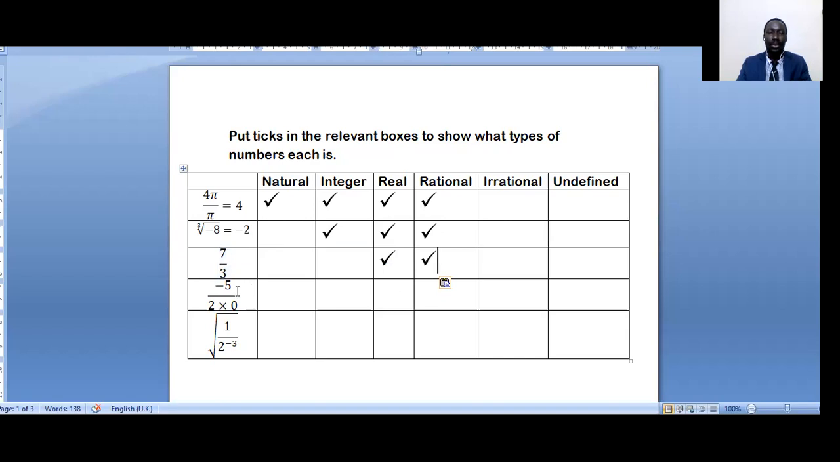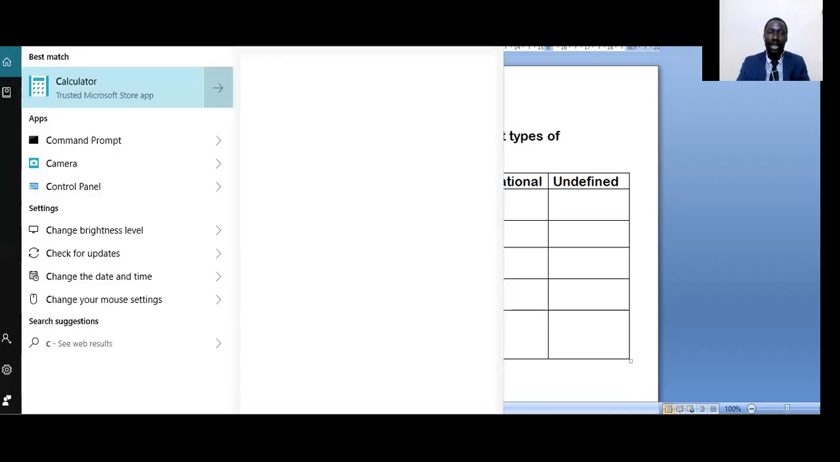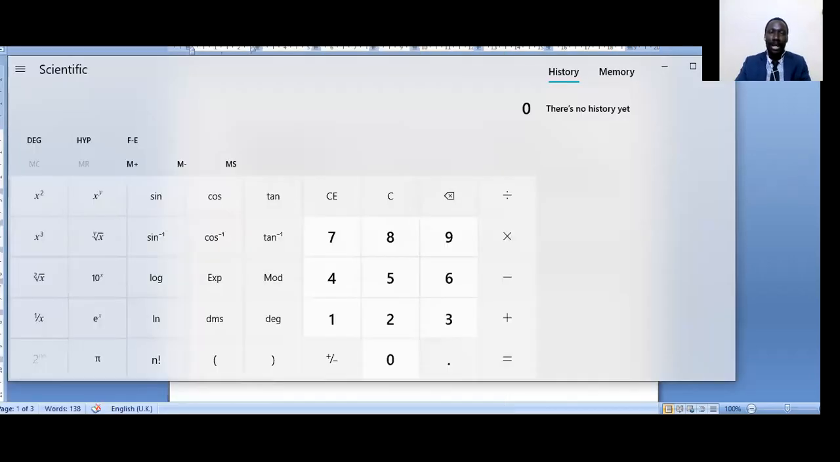And we move on to this next. So this is -5 divided by 2 times 0, which can be written as -5 divided by what? -5 divided by 0, because 2 times 0 is 0. So what is -5 divided by 0? Is it 0? No, -5 divided by 0 is undefined. Let's check right away in a calculator, and you can see what the calculator is going to put. The calculator will put for us an error or something close to that.